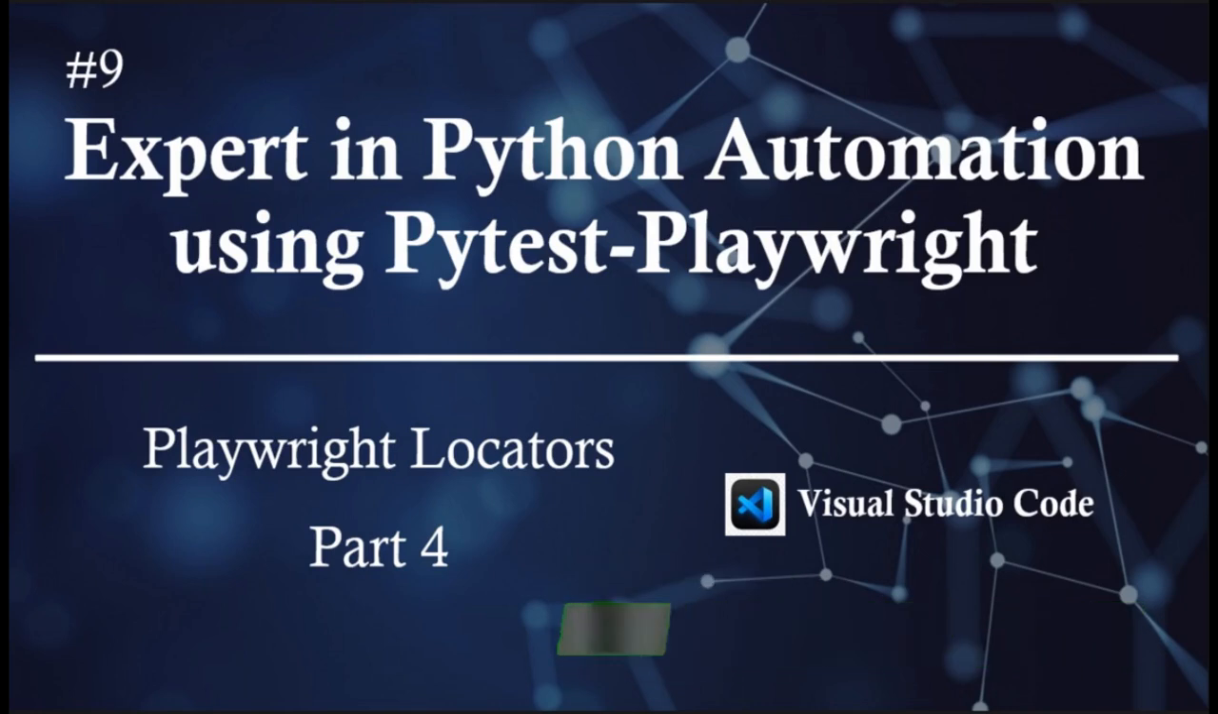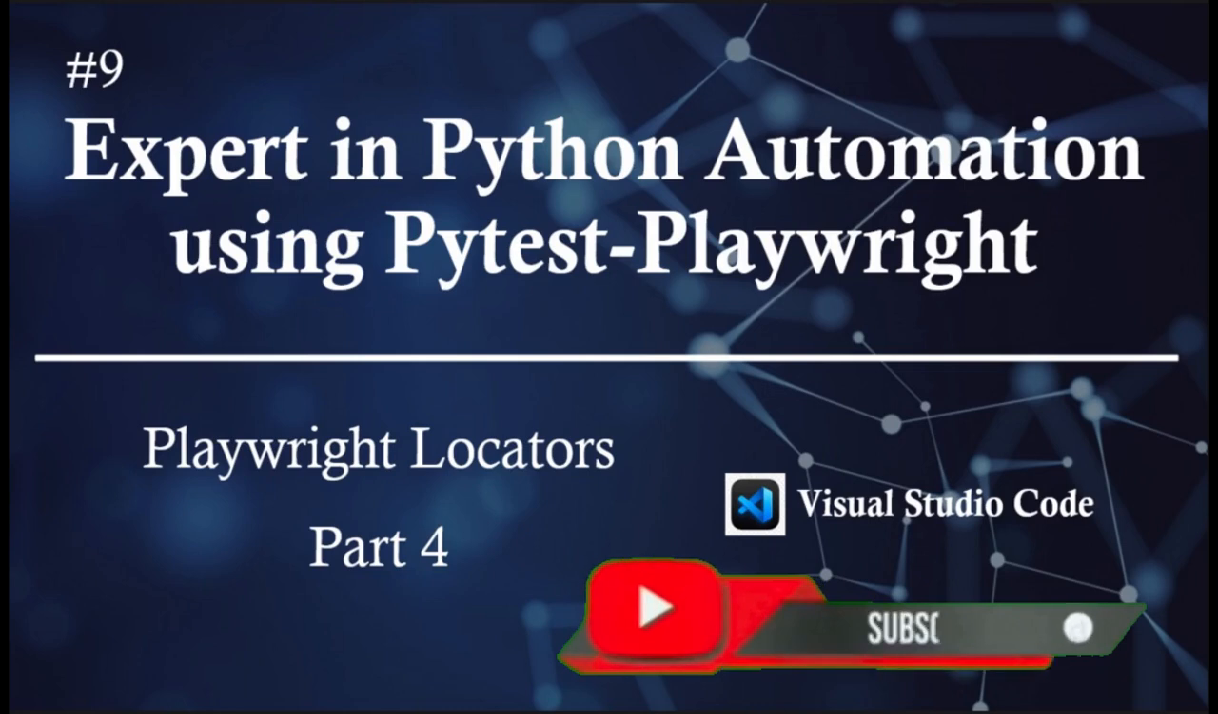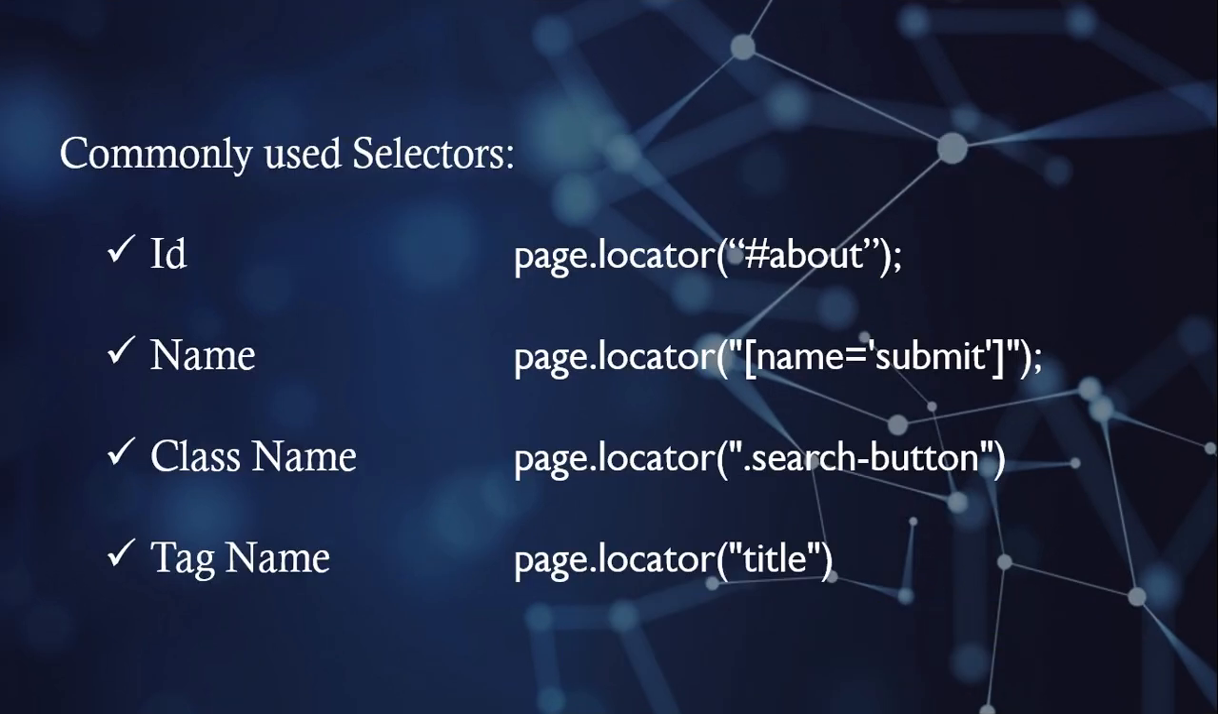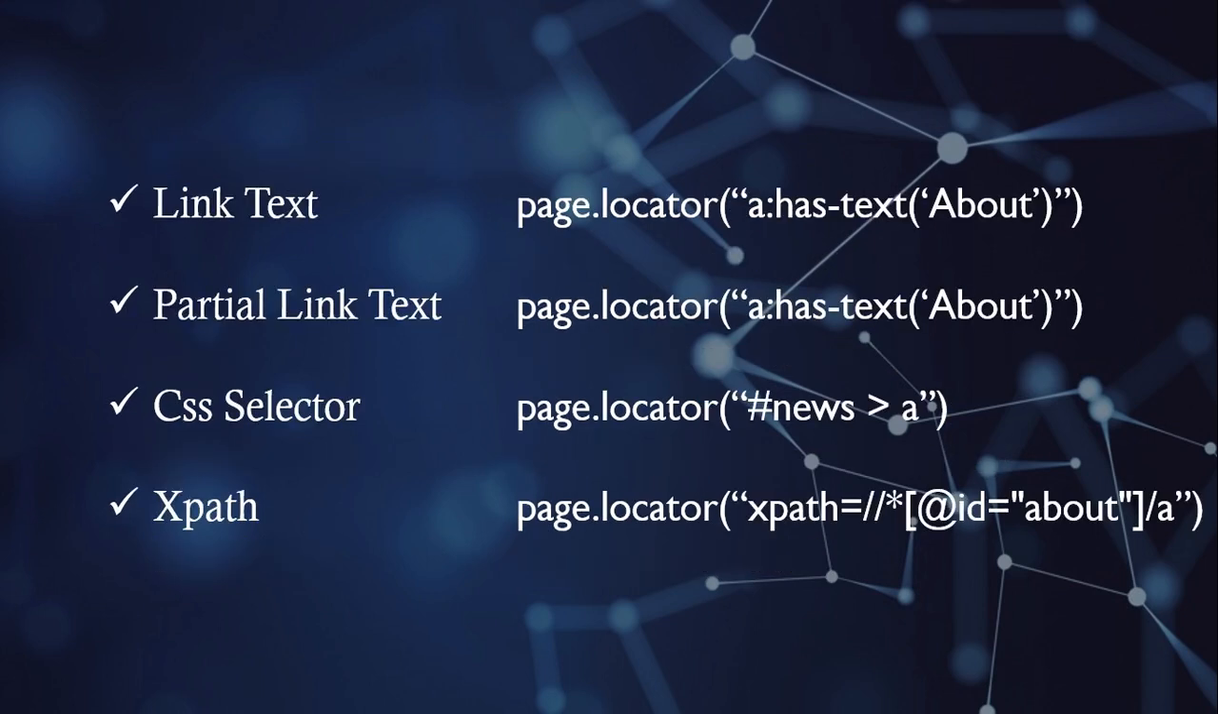My name is Rajesh. In this video, I am going to discuss about Playwright Locators Part 4. These are some of the commonly used selectors during our automation scripting. We will see all the selectors one by one.